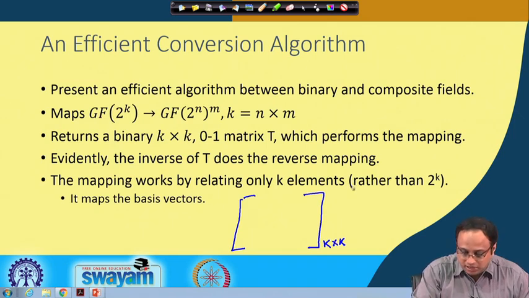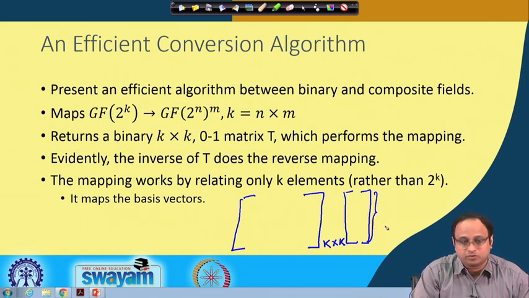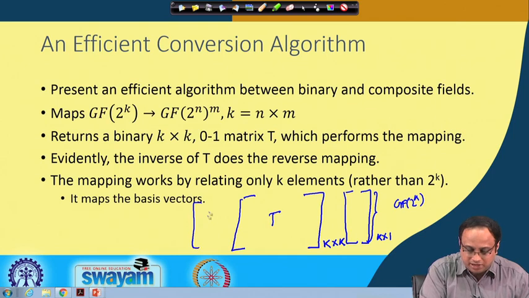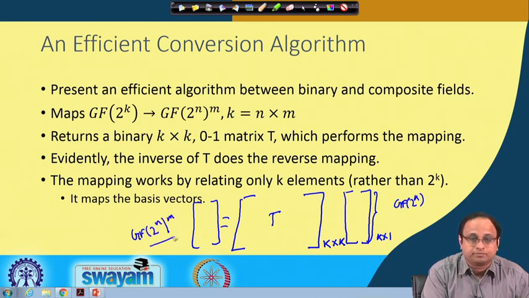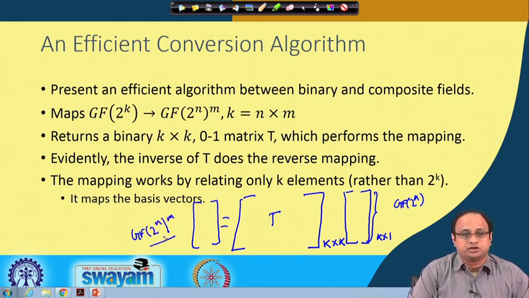And I take an element in GF2 to the power of k, and as you know, any GF2 to the power of k element can be expressed as a vector of dimension k. So, I can express it as a k cross 1 vector. Now if I multiply this T matrix with this element in say GF2 power of k, I get another k dimensional result, but this k dimensional result now should belong to GF2 power of n whole power of m. So, that is the overall objective. I want to basically construct this matrix.